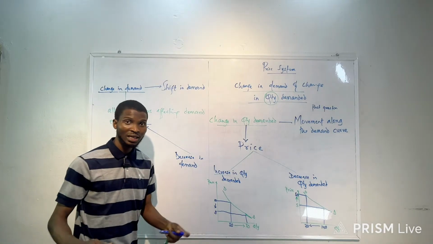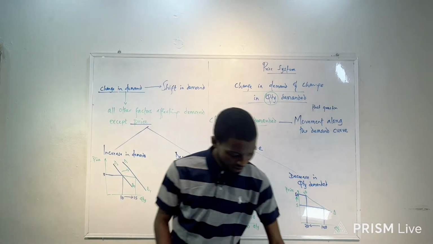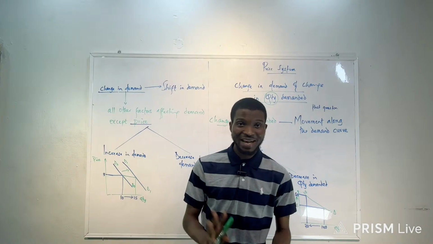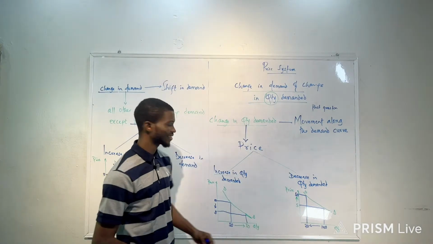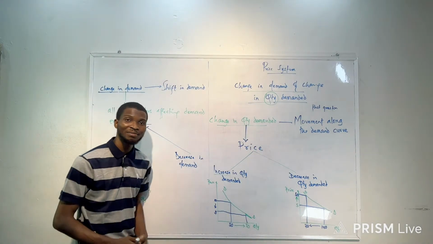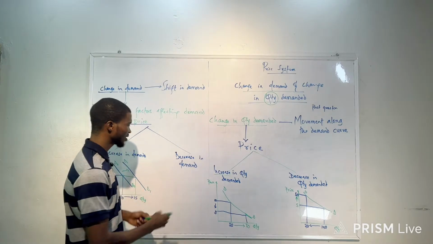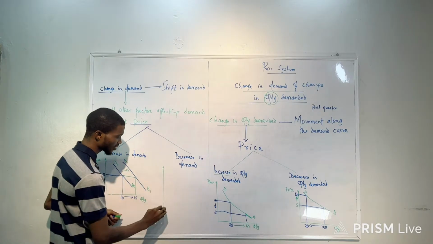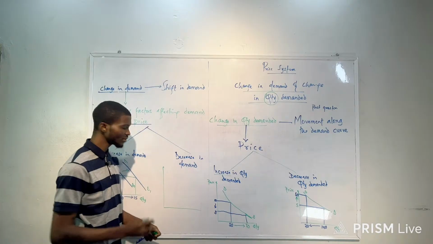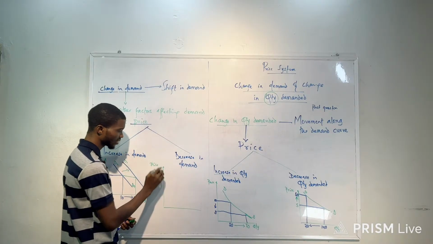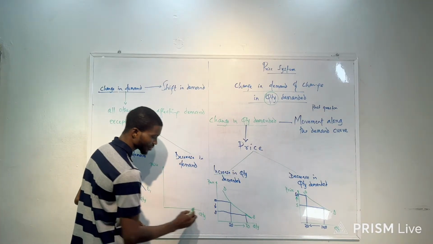Let's move on so we can easily conclude our class, because obviously we have just 6 minutes left for us to stop the class. Let's say decrease in demand. What could be causing a decrease in demand? Yeah, let's see. This is our demand. This is price. This is quantity, right?